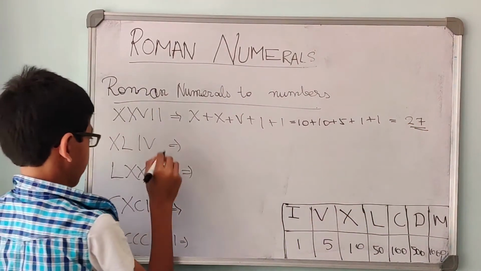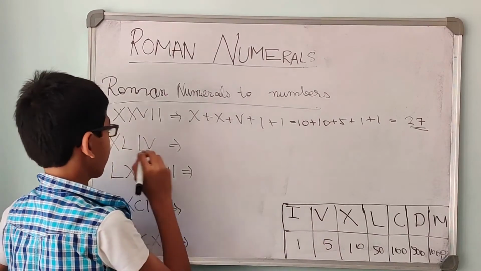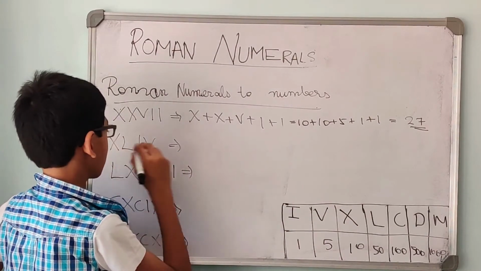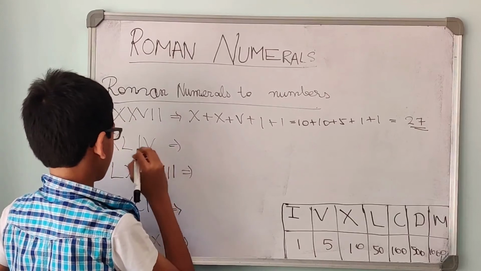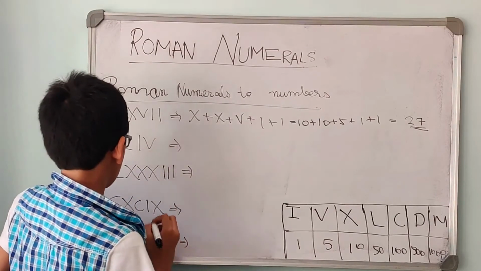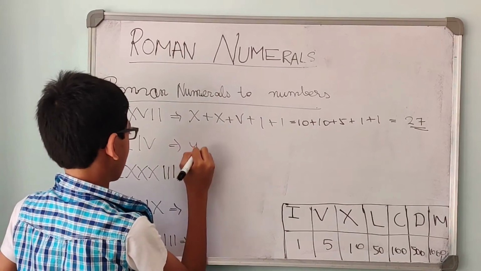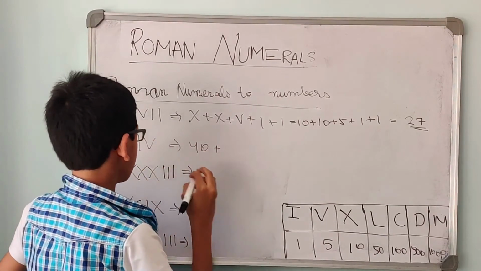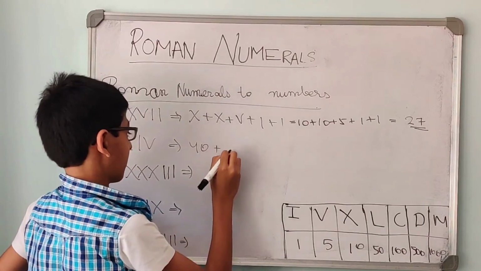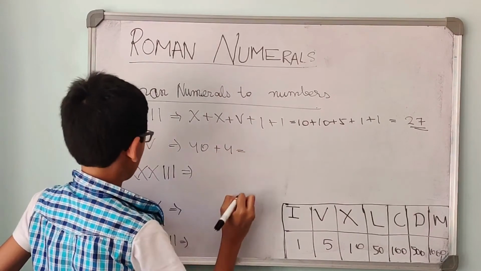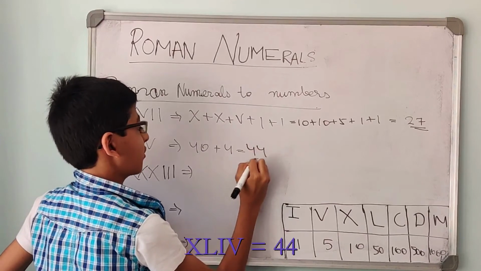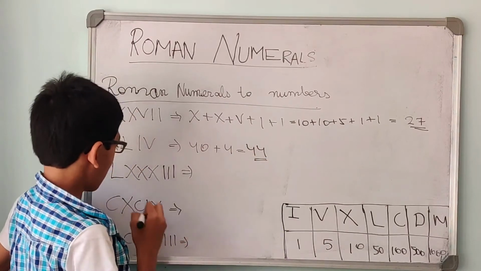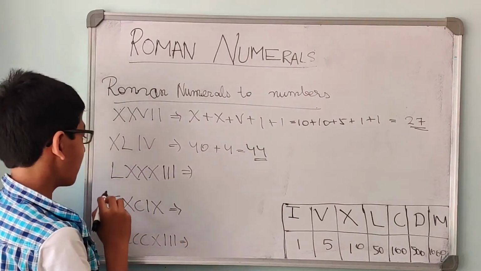Now let us try solving these. So XLIV. X is smaller than L, so this is L minus X, that is 50 minus 10, that is 40, plus IV. So IV is V minus I, that is 5 minus 1, that gives us 4. So this adds up to give us 44. Now next number.